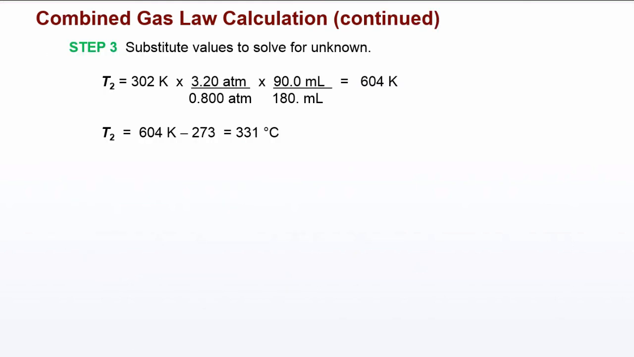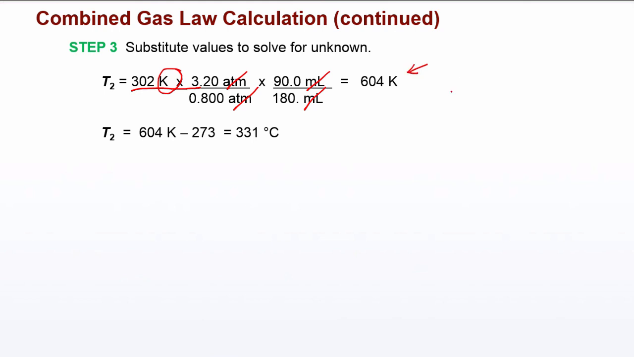Okay, so when we substitute the values in to solve for the unknown, notice here we've got everything on the top. Notice the units will cancel out. So the atmospheres will cancel out, the milliliters will cancel out, and what we're going to be left with is Kelvin. Okay, so 604 Kelvin. Now, the temperature asked for Celsius.